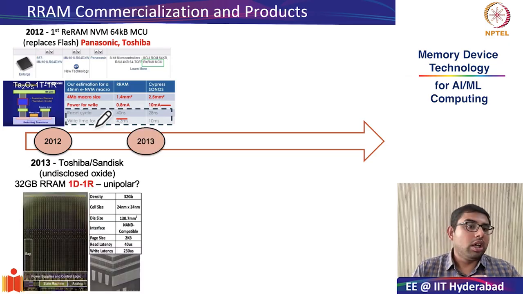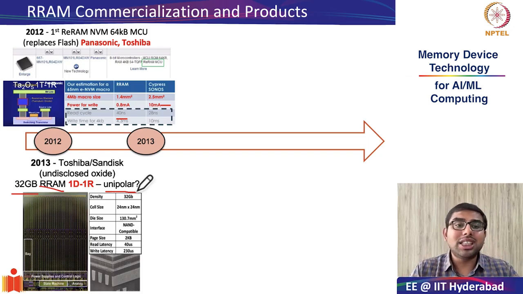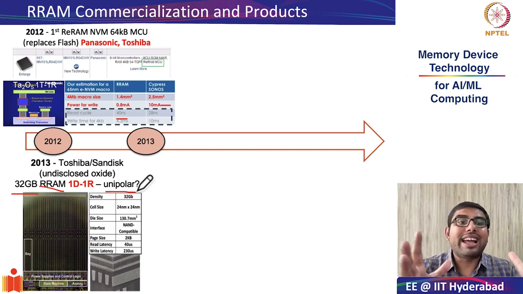In 2013, Toshiba and SanDisk demonstrated the first large-scale array, a 32 GB RRAM based on 1D1R. So D stands for diode. Sometimes the transistor can be replaced with a diode if you ensure that your RRAM is a unipolar device. So sometimes there are advantages of having unipolar devices. This is because a selector device, instead of being a transistor, can also be a diode. A diode will of course take less space and help in area scalability.